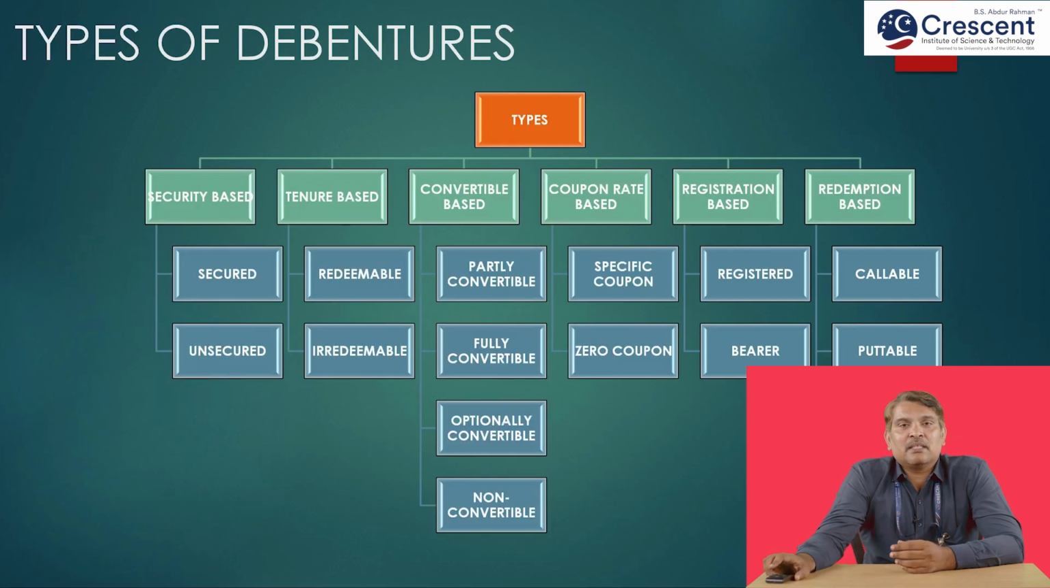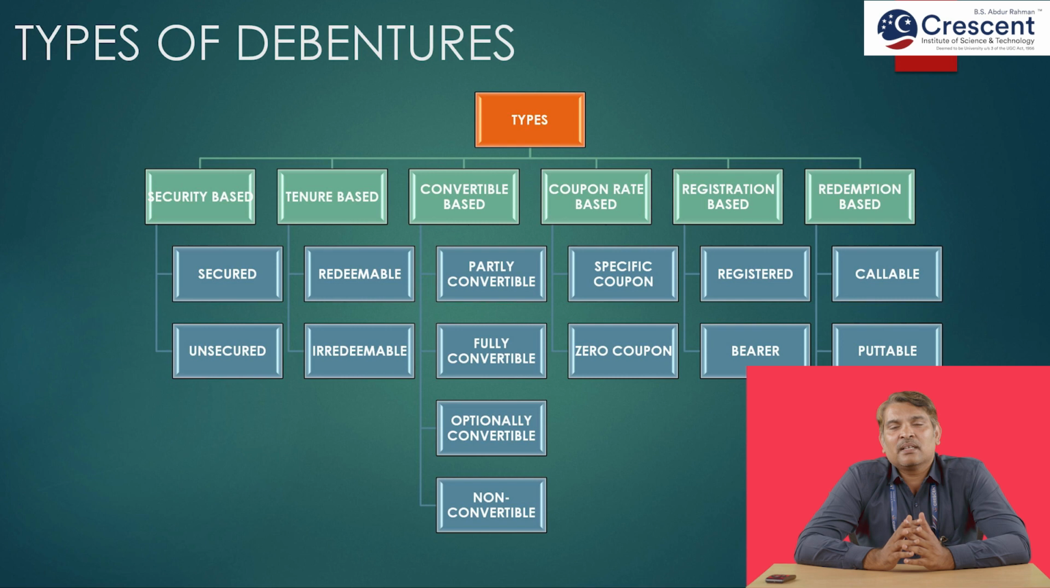Next, here come the types of debentures. Debentures may be classified by way of security, tenure, convertibility, coupon based, registration based, or by way of redemption. So, what is secured and unsecured? It is like a loan that you are going to take, whether with collateral or without collateral. With collateral, a banker would be happy. Without collateral, a banker may not be happy because there is a possibility of more default when it comes to an uncollateralized loan.